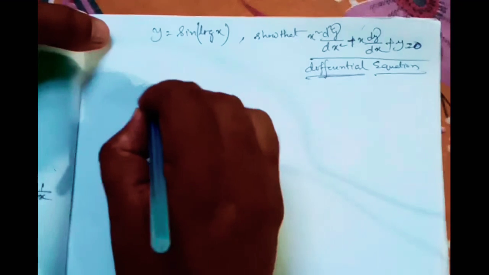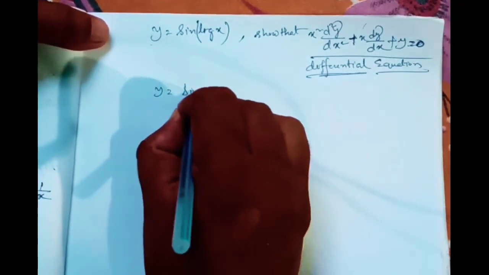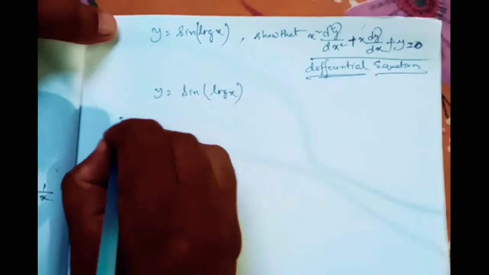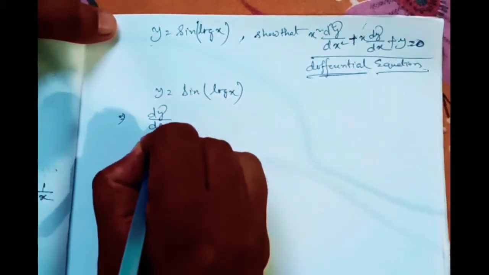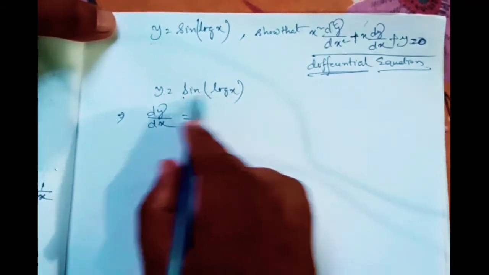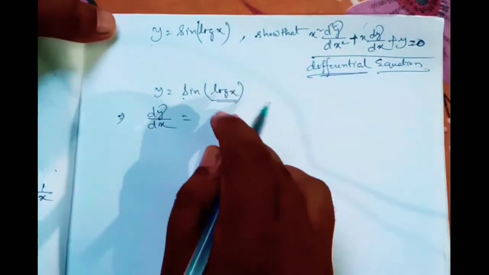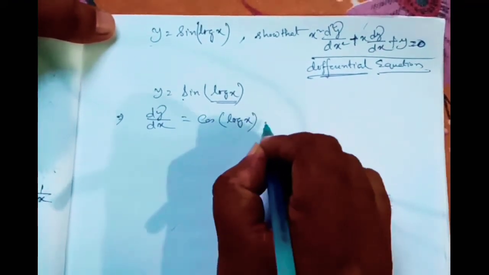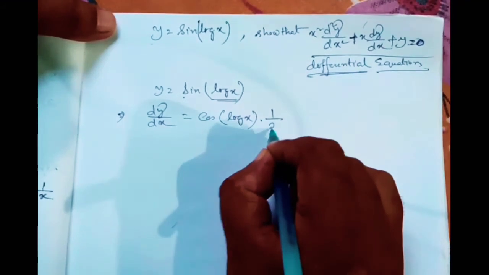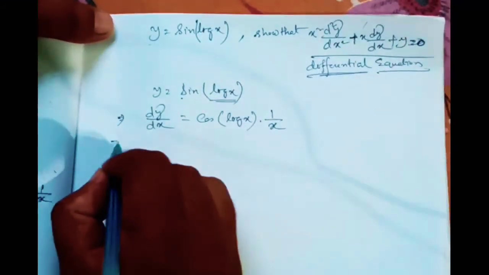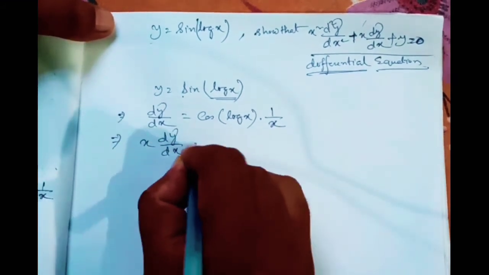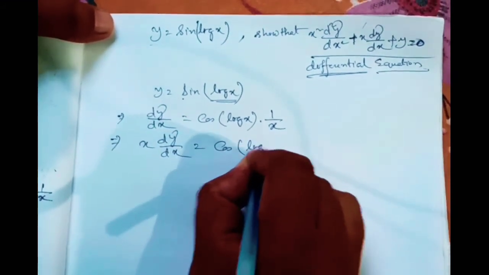Now here y is equal to sine of log x, so dy by dx is equal to cos of log x. Here we consider log x as x, so sine of log x means cos of log x. Next differentiation of log x is 1 by x. Okay, in the next step we should multiply this x over here, x into dy/dx equals cos of log x.